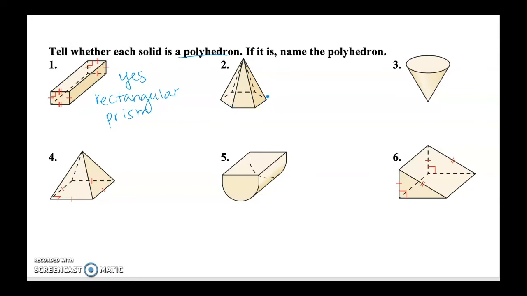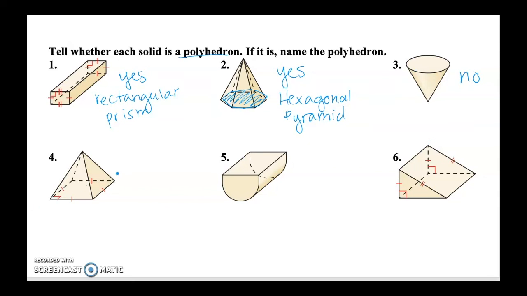Okay, number 2, yep, those are all straight lines, all polygons, so this one also is a polyhedron. And I know it's a pyramid, and then to give it the rest of the name, I just need to look at the shape of the base. So it's 1, 2, 3, 4, 5, 6 sides. So this would be a hexagon. So this would be a hexagonal pyramid. Number 3, is this a polyhedron? Well, is a circle a polygon? No, it is not. So this is not a polyhedron, and we don't have to name it then.